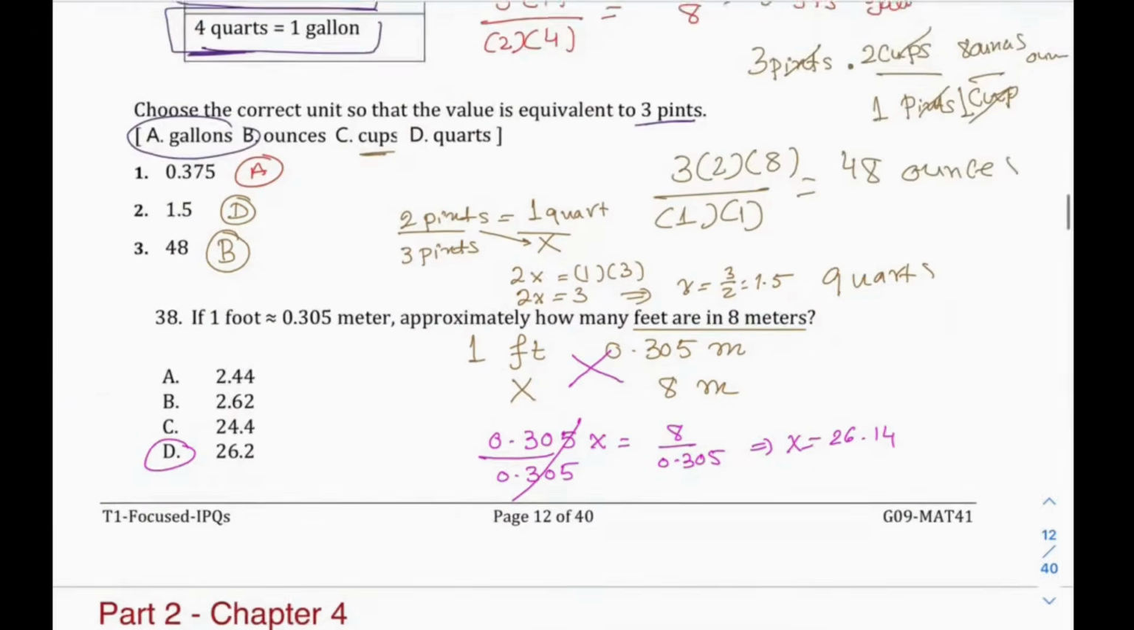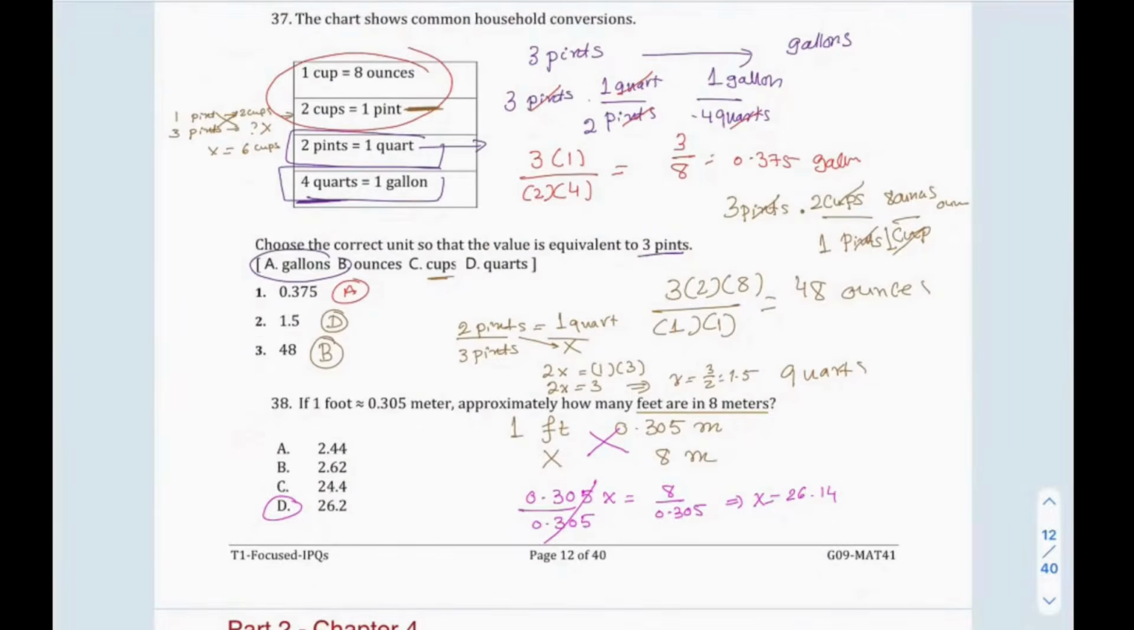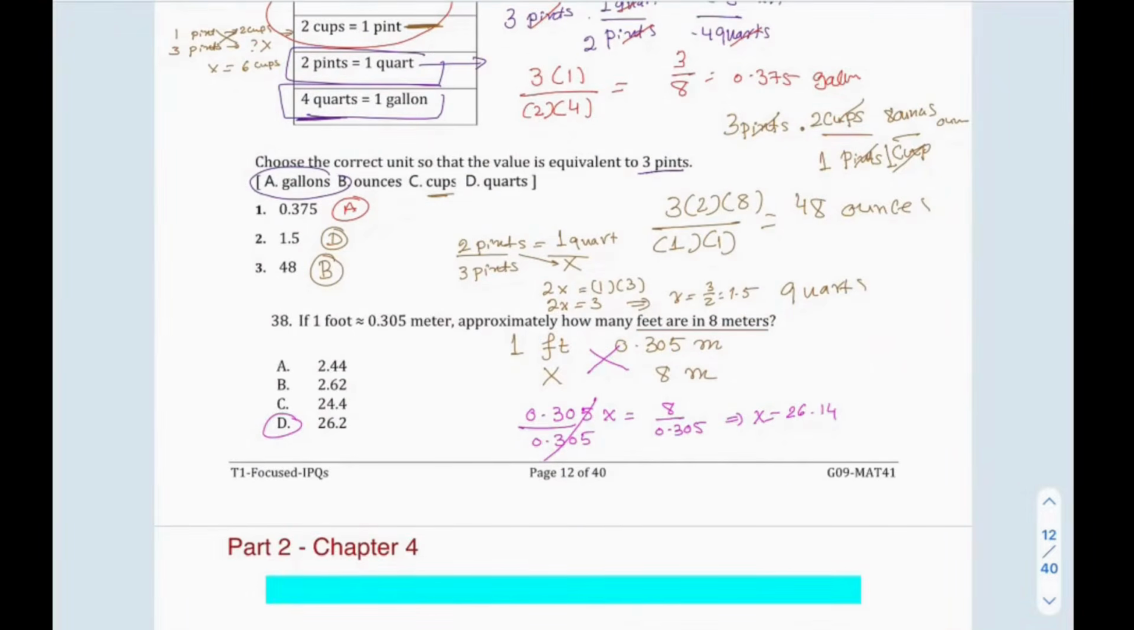So we end up with part 1. We finished everything related to chapter 2. Inshallah, part 2 will include chapter 4.